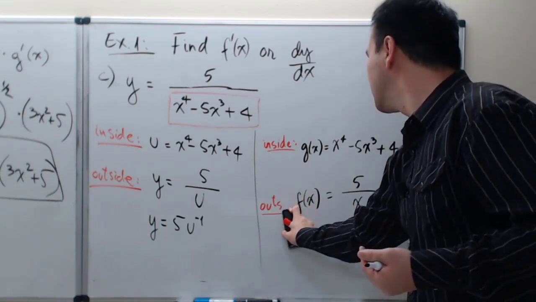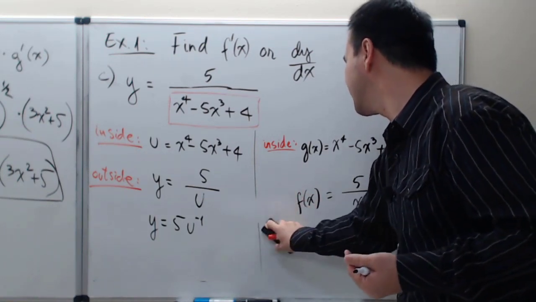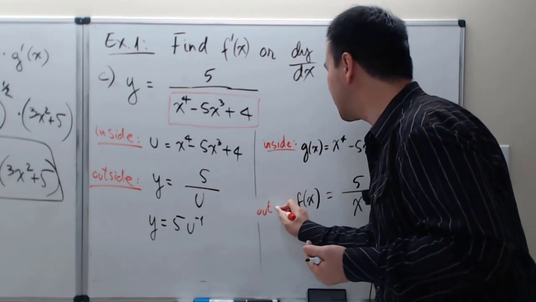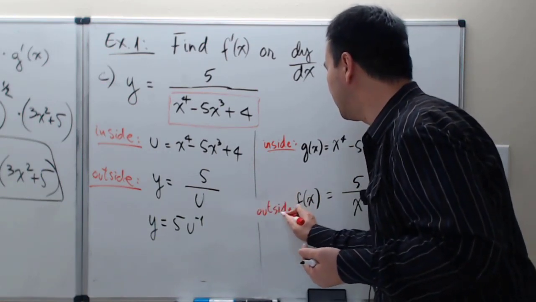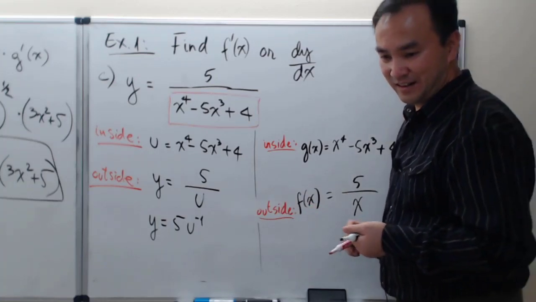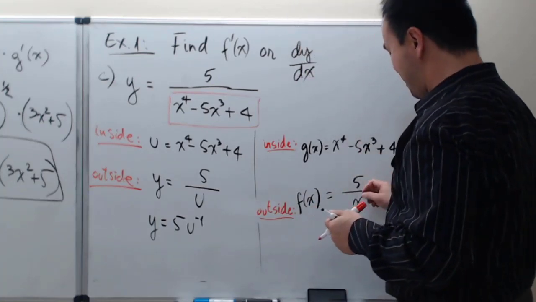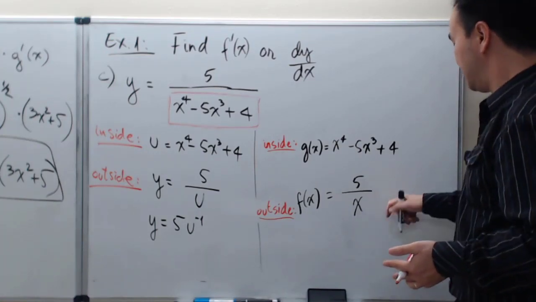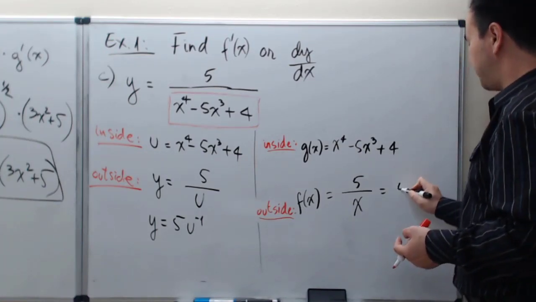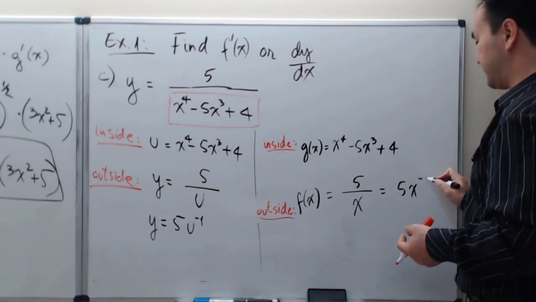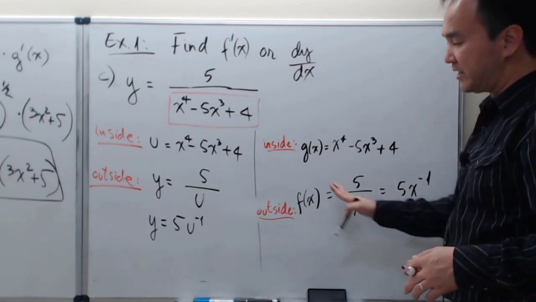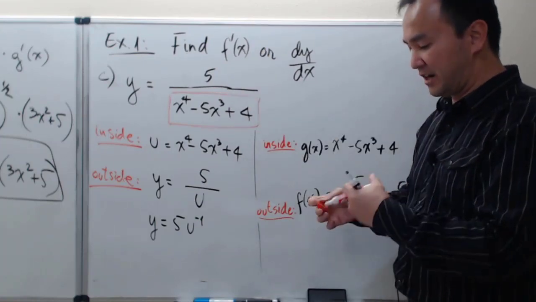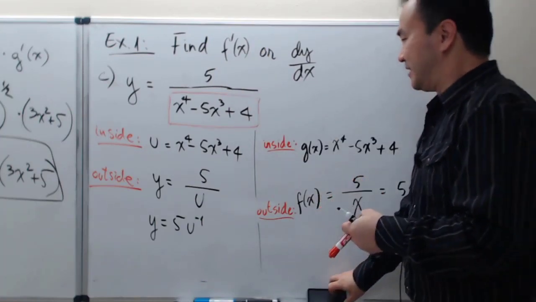Of course, this outside function can also be understood as 5 times x to the negative 1 power again, very similar to the other arguments. So now we are ready to navigate to the other board and get the problem done.